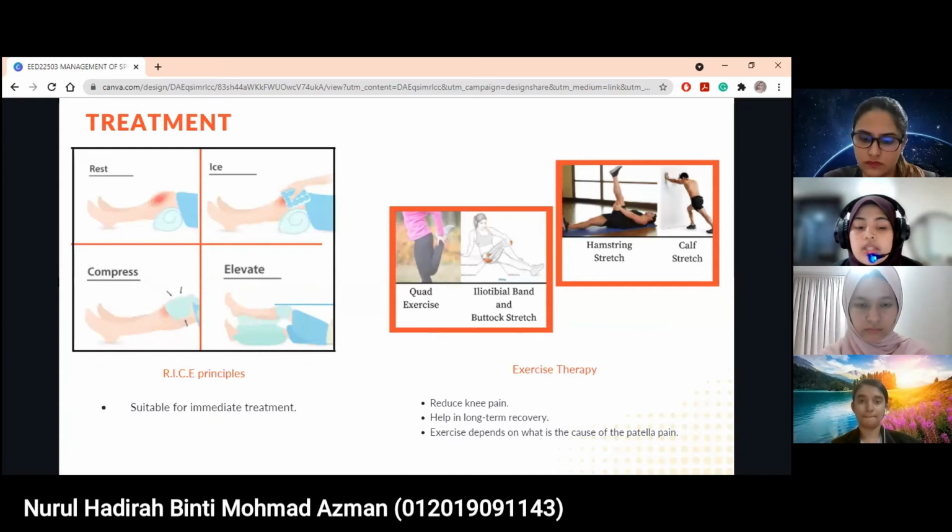Some of the treatment we can use for this syndrome is, of course, the RICE principle, which is suitable for immediate treatment, and exercise therapy, where the exercise depends on the cause of the patellar pain, such as squat exercises and hamstring stretches. These kinds of exercises help in long-term recovery and reduce the knee pain. Okay, next.